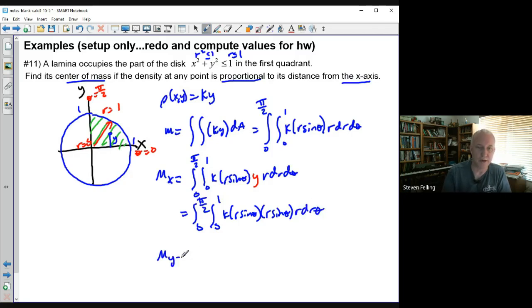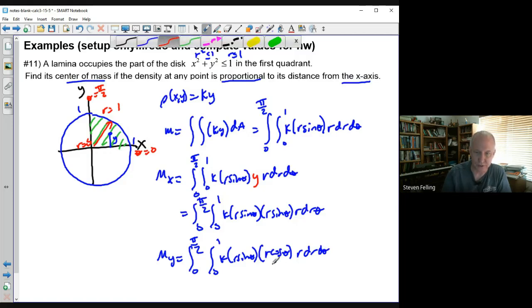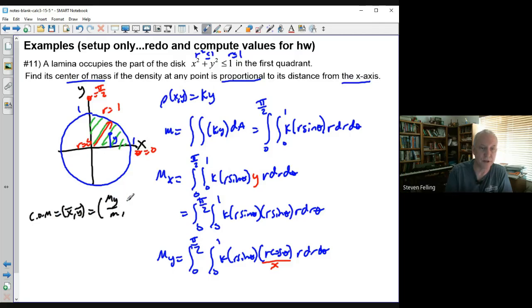And when you do My, it's going to be the same, pi over 2, 0 to 1, k, r. This is the density part, but we're going to have to insert an x, and the x here will be r cosine theta. Okay, now we're getting into the region where this might be pretty tricky. It might be pretty tricky to do that by hand, but maybe not. All right. And then to finish the problem, the center of mass, x bar, y bar, would be My over mass, Mx over mass. Okay. All right.